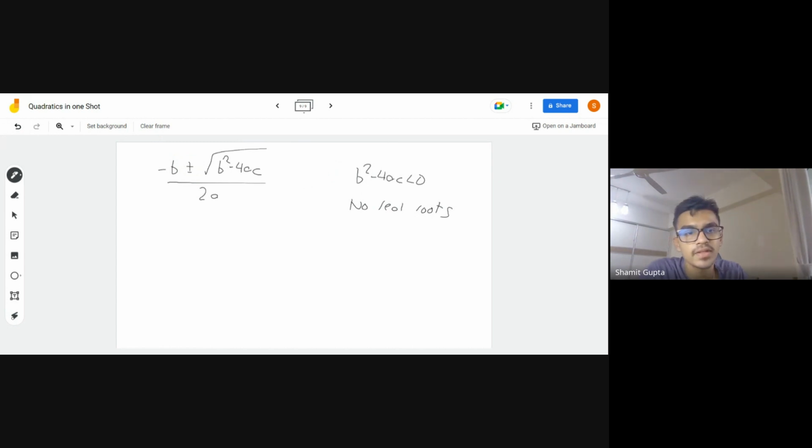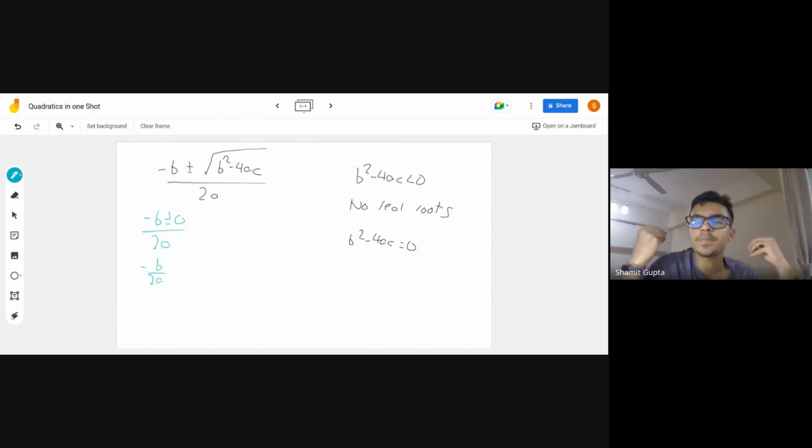And what if the discriminant is equal to 0? Then this becomes negative b plus or minus 0 over 2a, which means it's just negative b over 2a, which means you have only one root. But here's the thing: quadratics always have two roots. This is a property. Linear functions always have one root. Quadratics always have two roots. Cubics always have three roots. But here we are getting only one root.